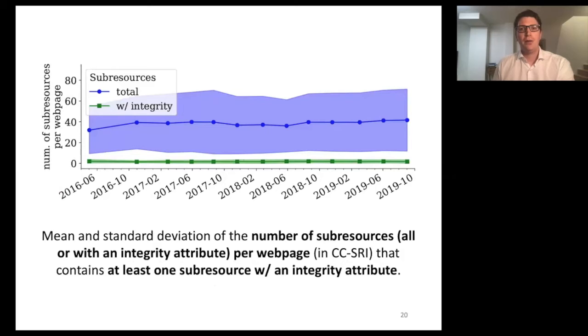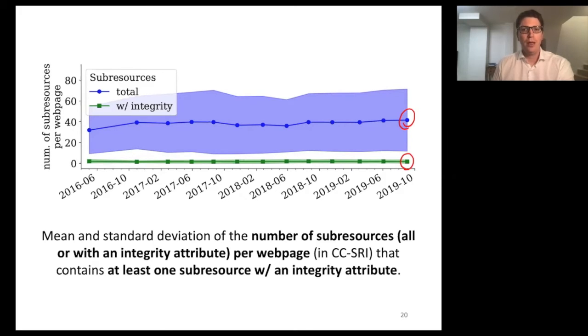So this figure is based on the set of web pages that contain at least one sub-resource with an integrity attribute. And for these web pages, we compute the average number of sub-resources in general and those that have an integrity attribute. And these two averages have a large discrepancy, with an average of about 40 sub-resources per web page and about 2 sub-resources with an integrity attribute per web page.